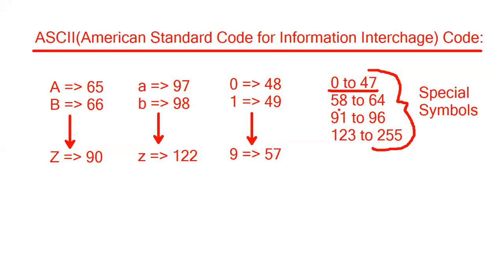Again, 58 to 64 here are special symbols. 65 starts here, up to 90, capital letters. 91 to 96 are special symbols. 97 starts here, up to 122, small letters. Next, 123 onward are special symbols.